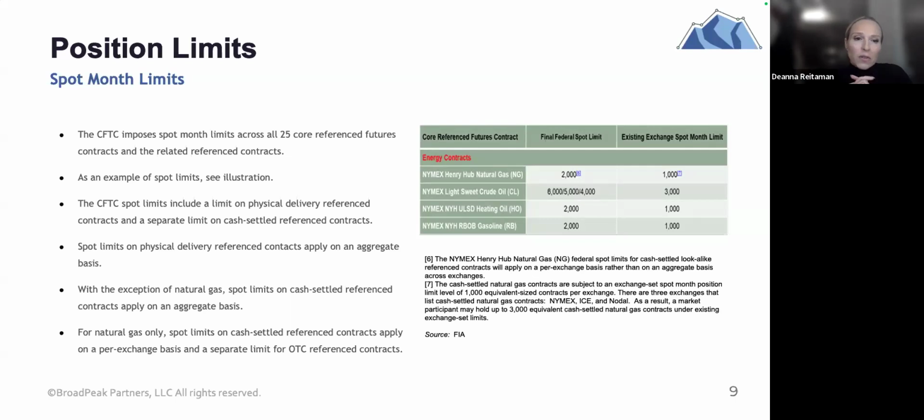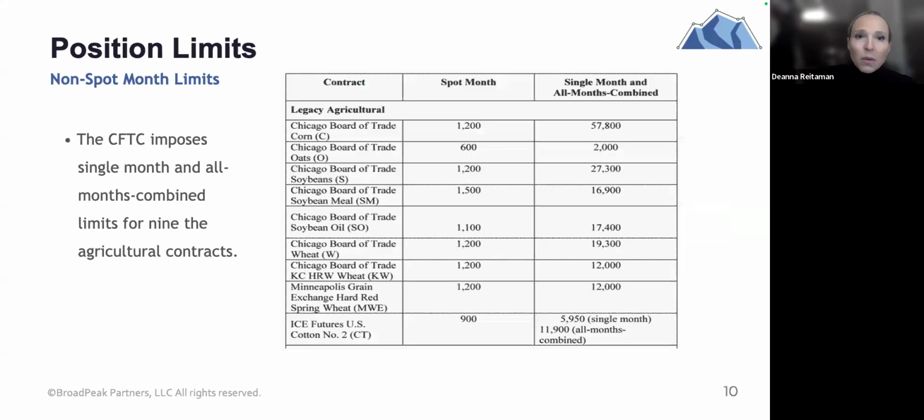Another one that trips folks up sometimes. And then there's one exception to that, and that is there are spot month limits on cash settled reference contracts for natural gas on an aggregate basis. And if you go to slide 10, I've provided you with the table of the non-spot position limits. So what I talked to you about earlier, the categories, this is the single month and the all month category. And this is the table of what they are.